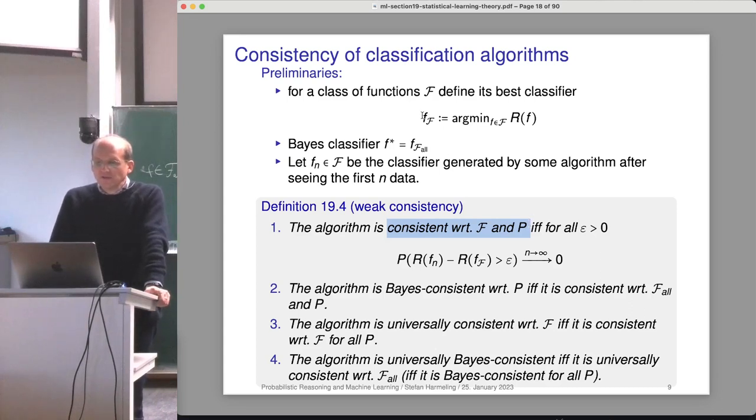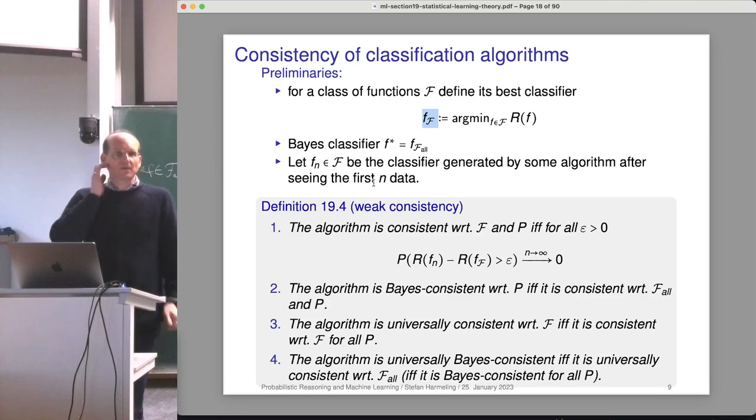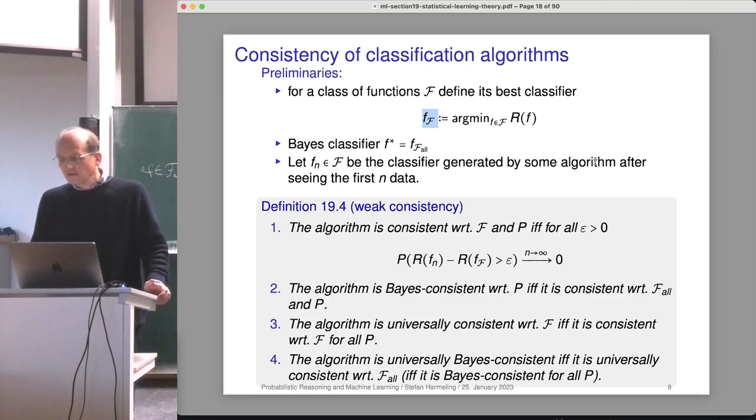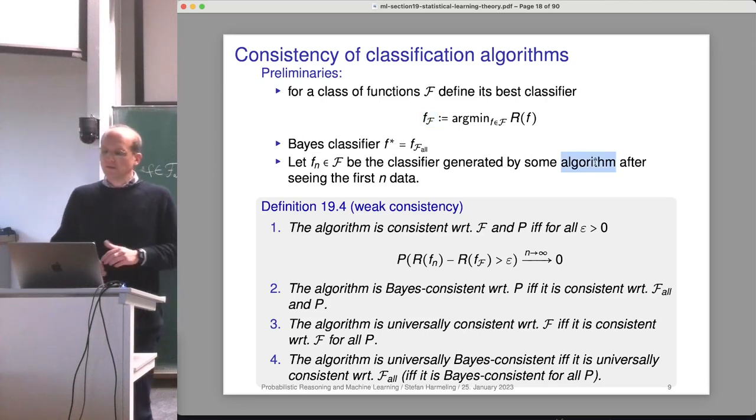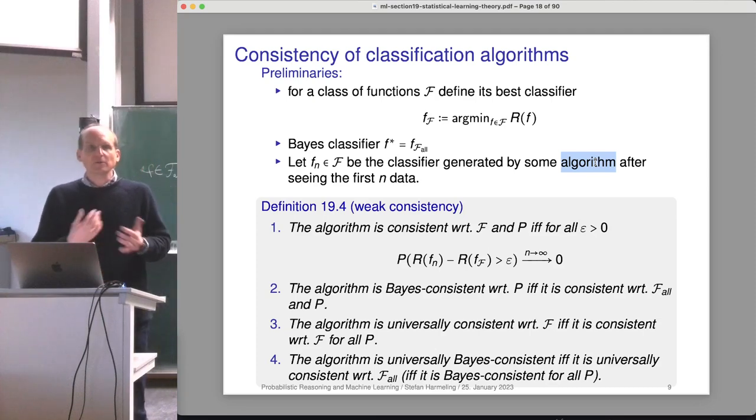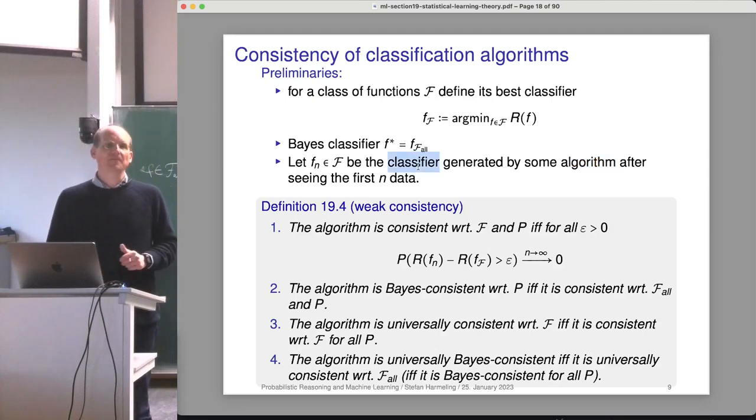So we introduce this notation now. F sub F is the best classifier in a certain class of functions. And we have f sub n, which is typically an element of our class F that we are considering. That is the classifier that we get after seeing n data points. Notice that we have some algorithm, and the algorithm outputs a classifier. The algorithm is some learning procedure or training procedure or something like that.